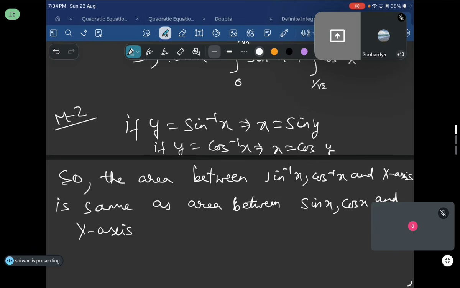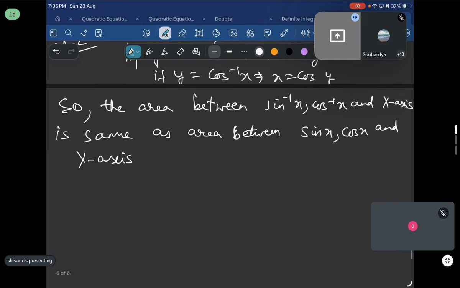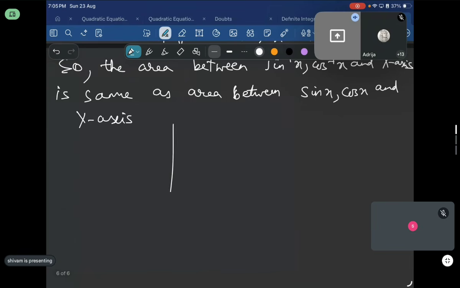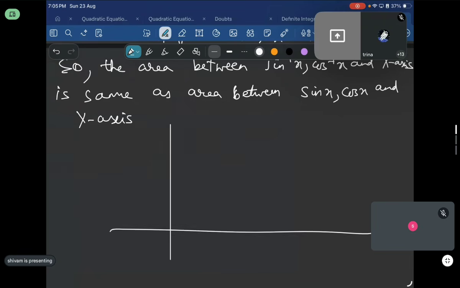Are you getting? Those who are online, are you people getting? Second method is very much important because it makes your task easier. You don't have to apply by parts. Yes, sir. Okay. So let's draw the graph of cos x.